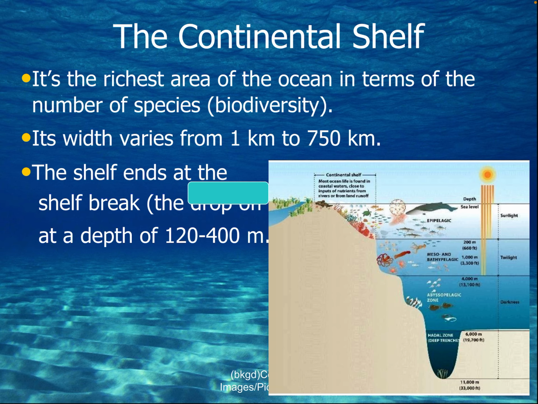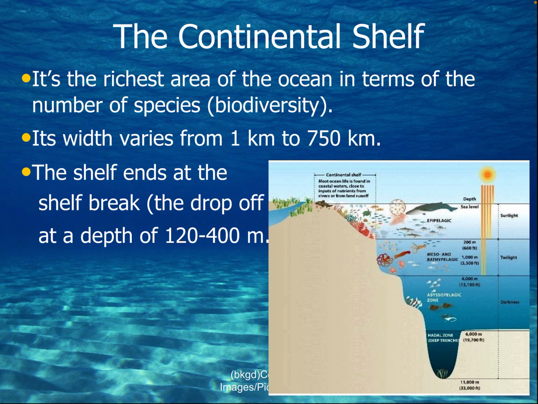It is the richest area of the ocean in terms of the number of species, or biodiversity. Think about the coral reefs and all the creatures that live and visit the coral reef. So when you think about all of that, it gets the designated richest area. Now, where does the shelf end? Where the shelf ends and drops off, it's called the shelf break or the drop-off. And that can be underwater anywhere from 120 to 400 meters down.